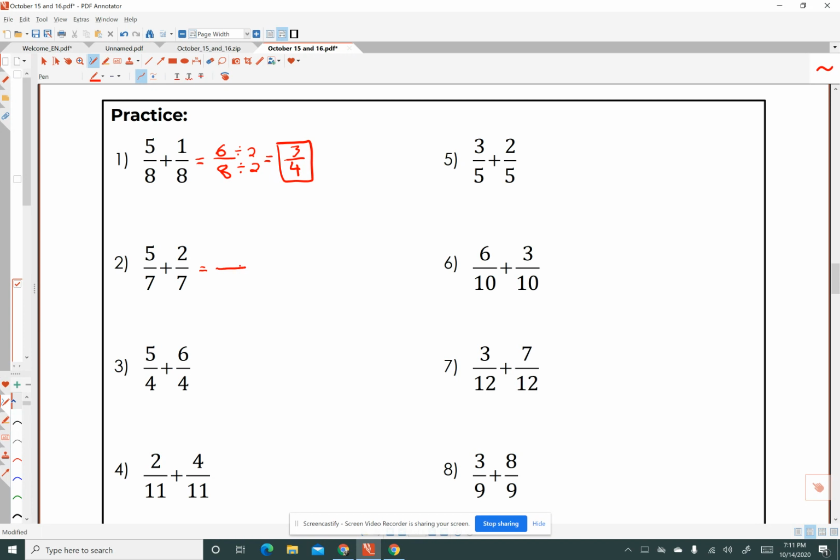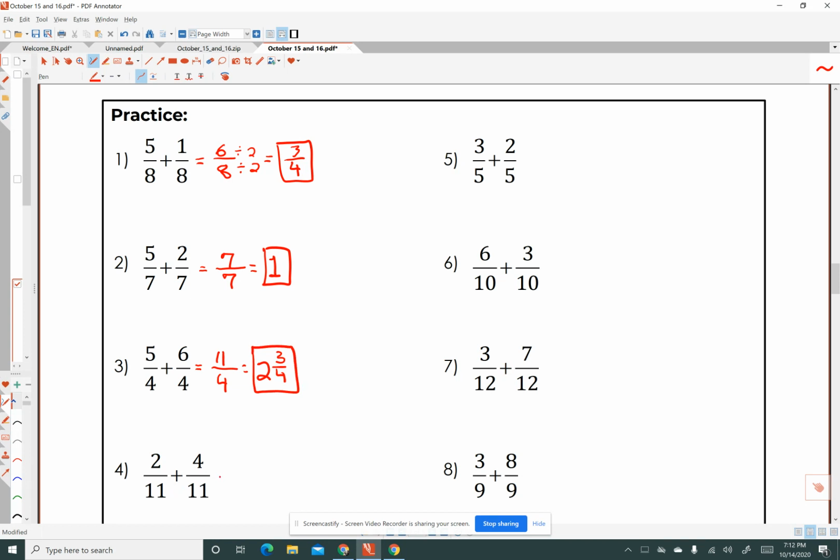5 sevenths plus 2 sevenths is 7 sevenths. And if we have 7 sevenths, then we have 1 whole. Anything over itself equals 1 whole. We're working here with fourths. 5 fourths plus 6 fourths is 11 fourths. And these are both improper fractions, but we can reduce this. There are 2 wholes, because 2 times 4 is 8, and 11 with 3 fourths left over.